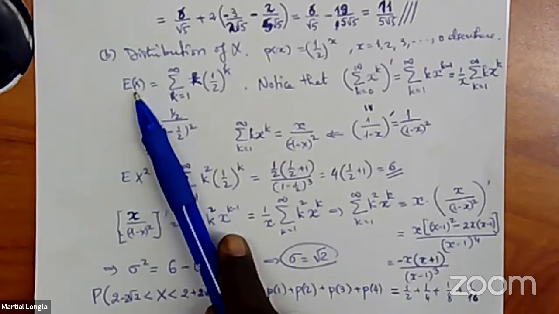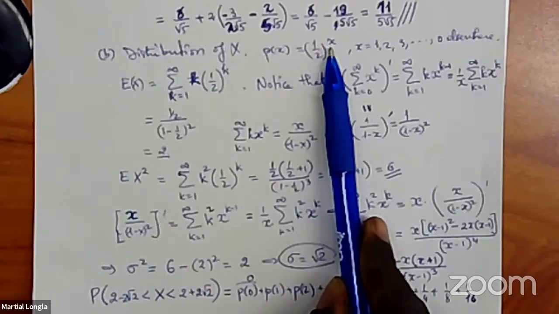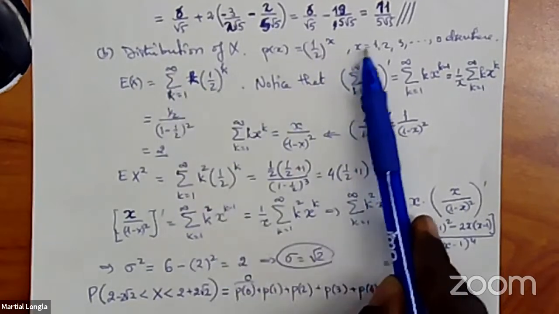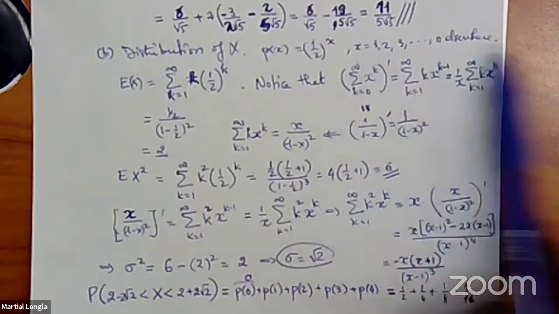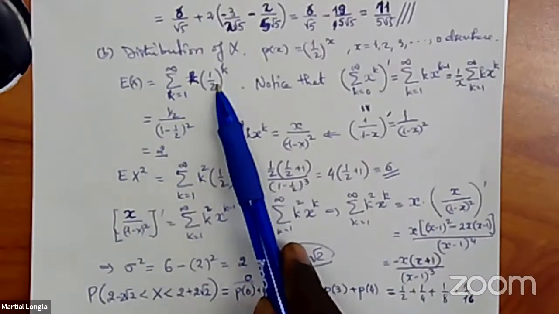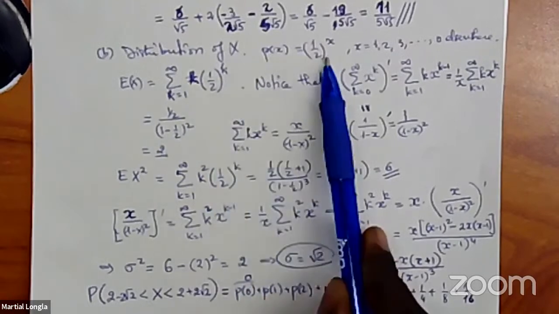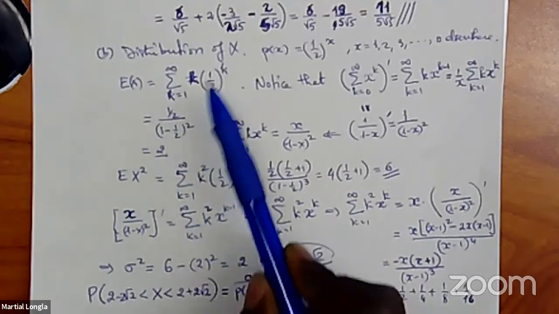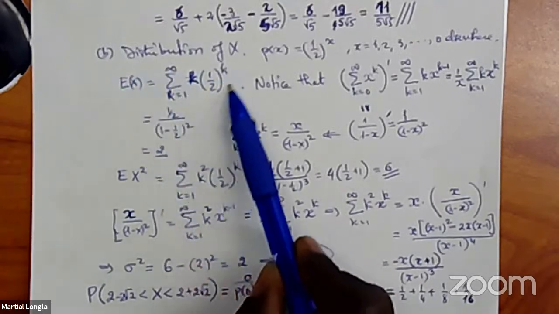The expected value of x in this case, by definition, is the sum over all integers from 1 to infinity, because it starts 1, 2, 3, all the way up to infinity and 0 elsewhere, of k times 1/2 to the power k, because the probability is 1/2 to the power k. And now you need to figure out a way to add this thing.